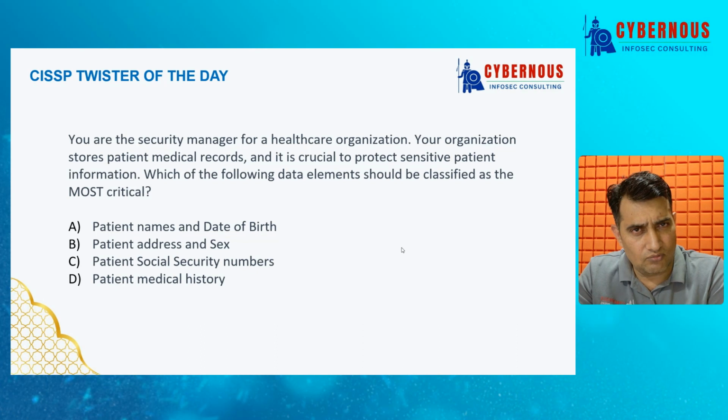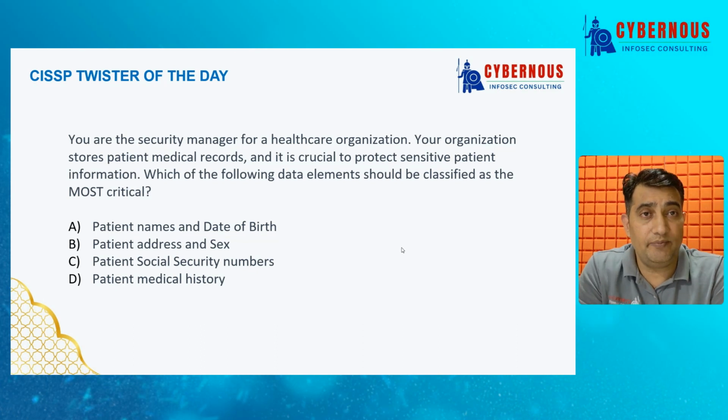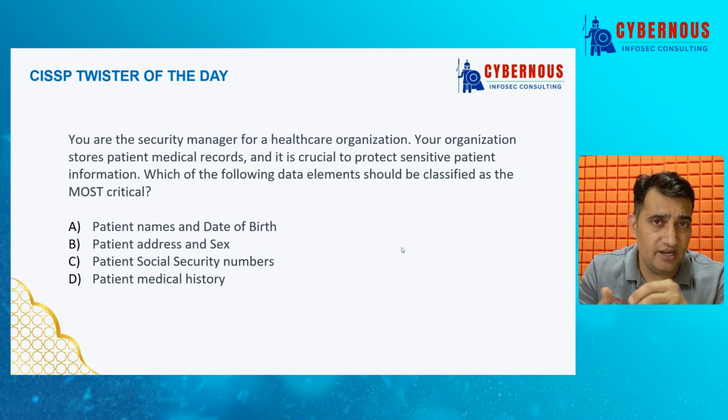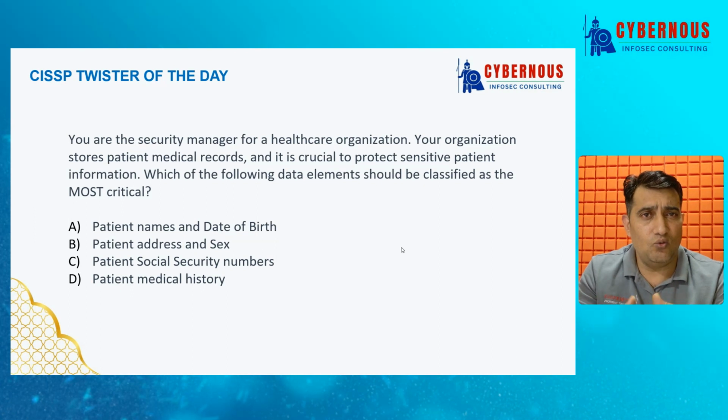So option A says patient name and date of birth. Very well, it can be sensitive for sure, because patient name and date of birth is giving you almost a very near opportunity to go and identify the person. But there may be people who have the same name and same date of birth as well. So we will park this option A as of now.